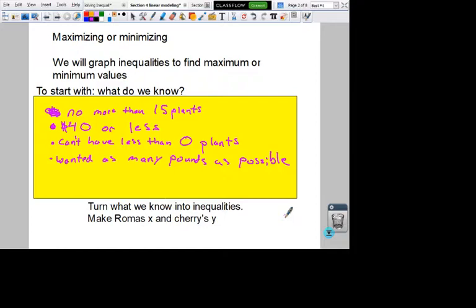So even though these are all words, we can actually represent all of this mathematically.